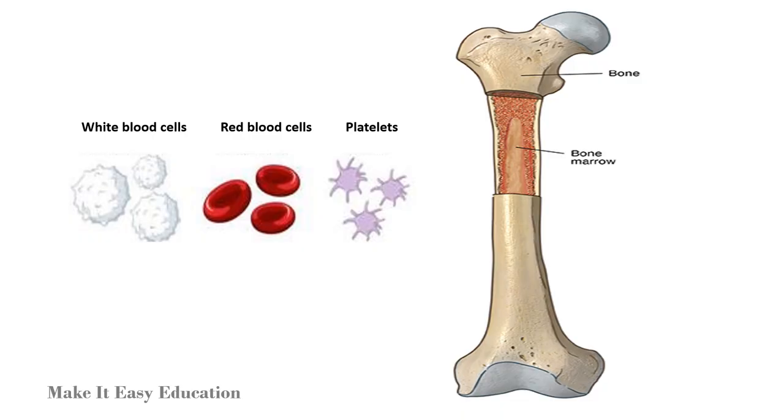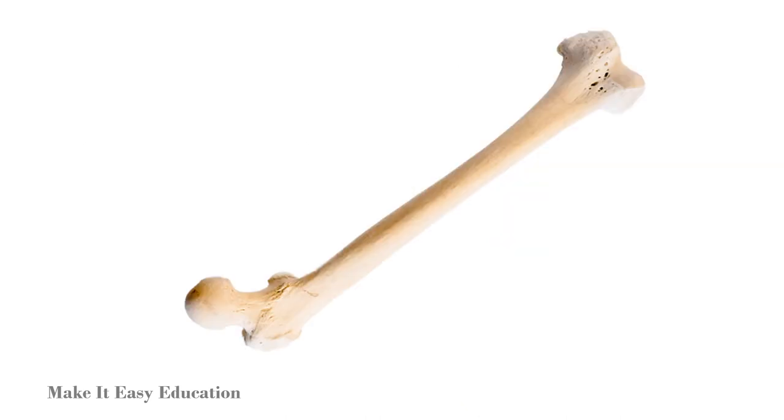Bone marrow present inside the bones produces the red blood cells that carry oxygen, white blood cells that prevent infection, and platelets that control bleeding. The bones of the skeleton also store the mineral calcium.